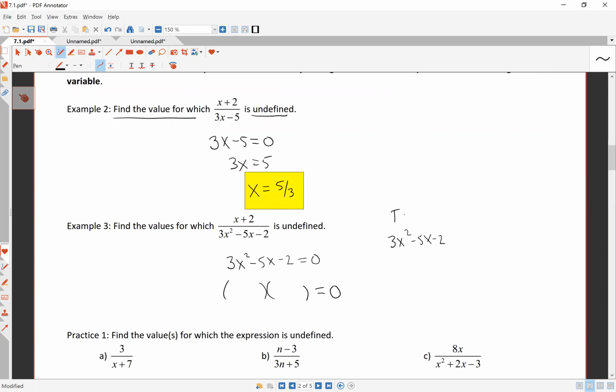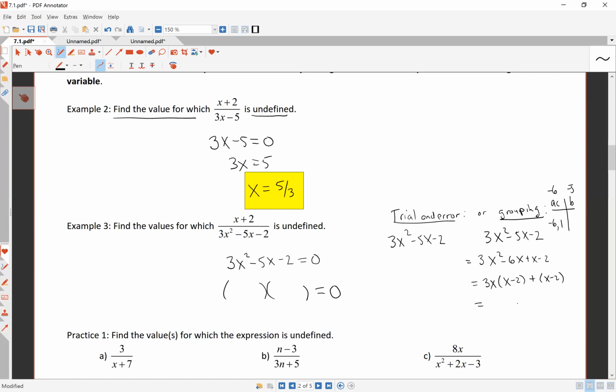With the grouping method, we called it the AC method: multiply to get AC, add to get B. And so AC in this case is -6, and we need two numbers that add to get -5. Our two numbers that work here are -6 and 1. So we replace the -5x with -6x plus x, minus 2. Factoring out the 3x from the first two terms, 3x times x minus 2, plus x minus 2. Factor out the x minus 2 to the right-hand side, and we'll be left with 3x plus 1.